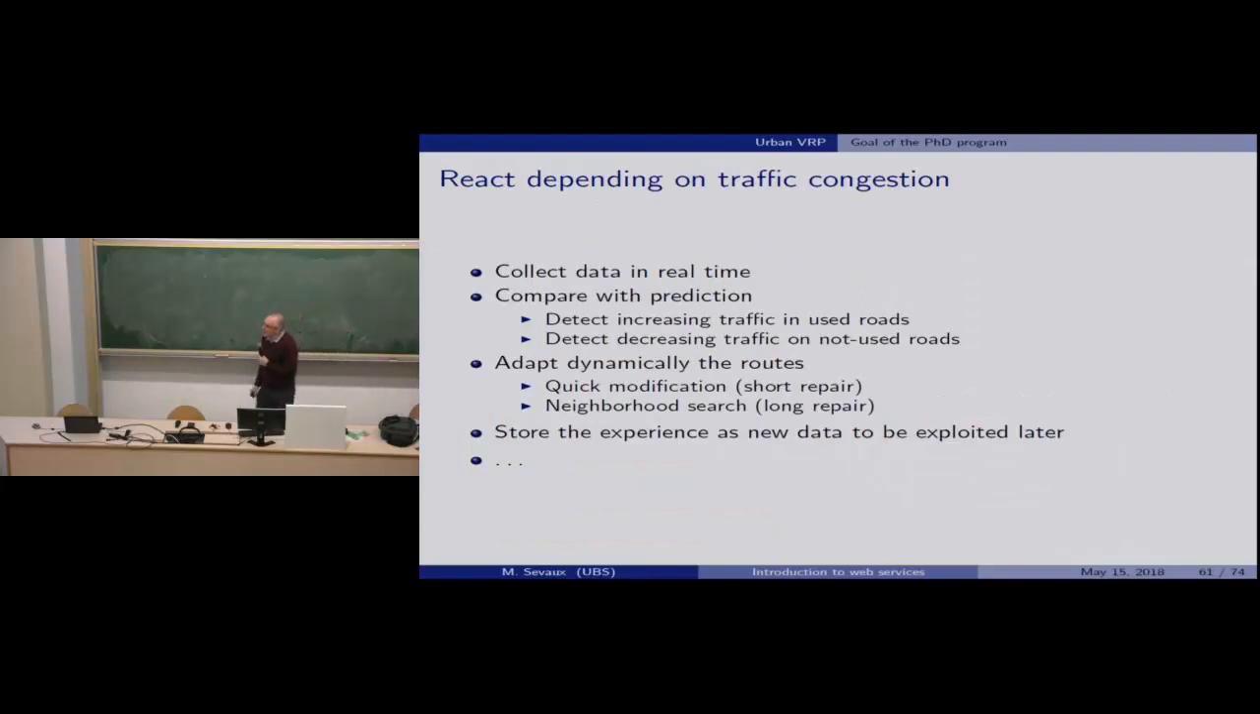And of course, the idea is to react depending on traffic congestion. So you need to collect data in real time because you want to react in real time. You need to compare with prediction. This is what we want to do: detect increasing traffic on used roads, or detect decreasing traffic on unused roads, and adapt the routes dynamically. So you can have a quick modification, where you just change the trip of one car. This is what we call the short repair. Or you can have a long repair, which involves re-optimization in a sense.